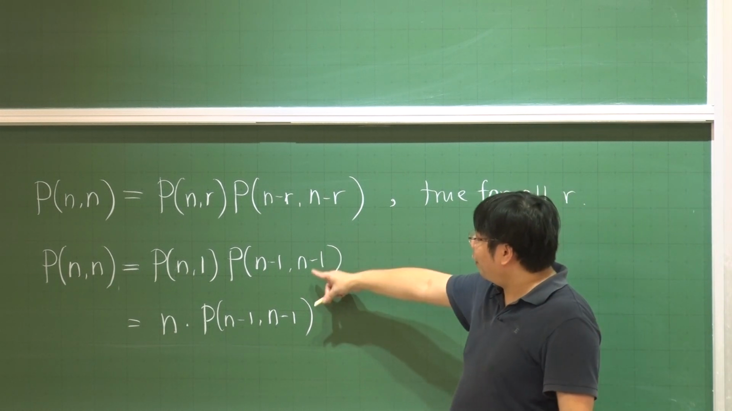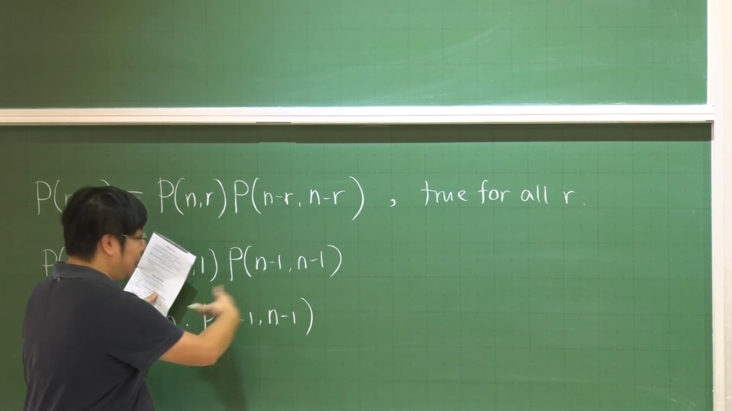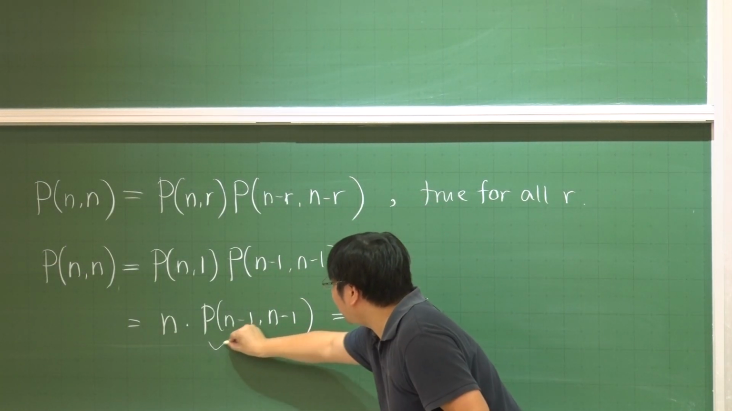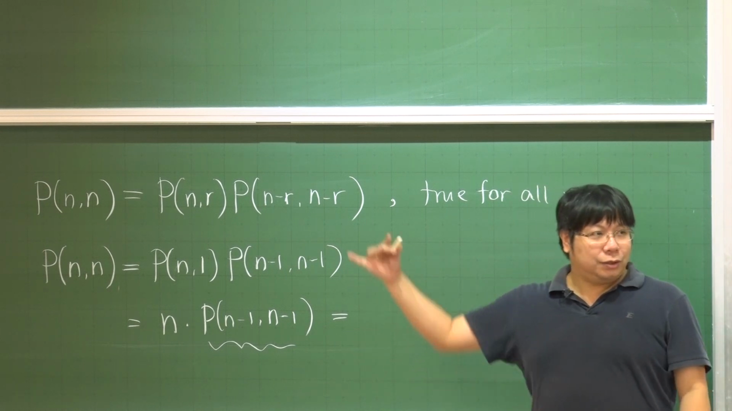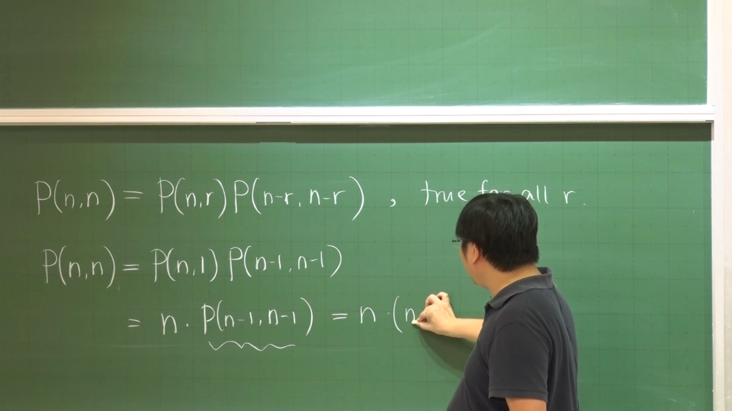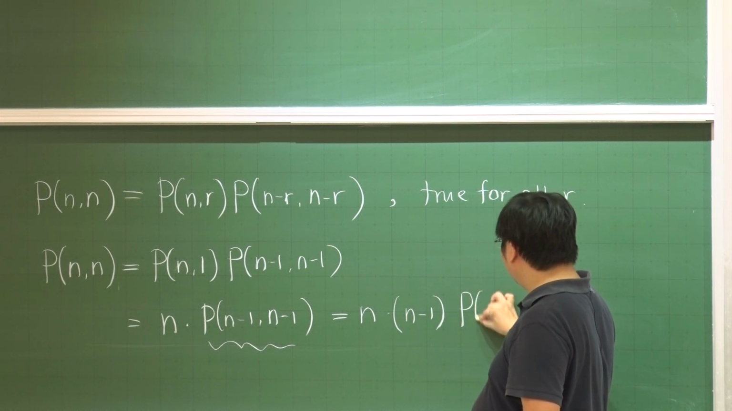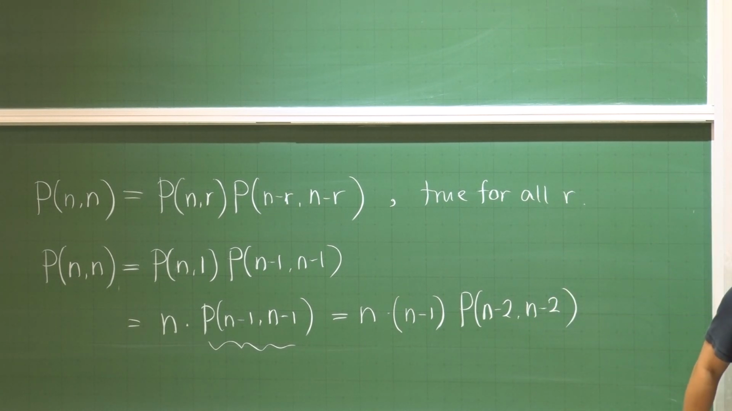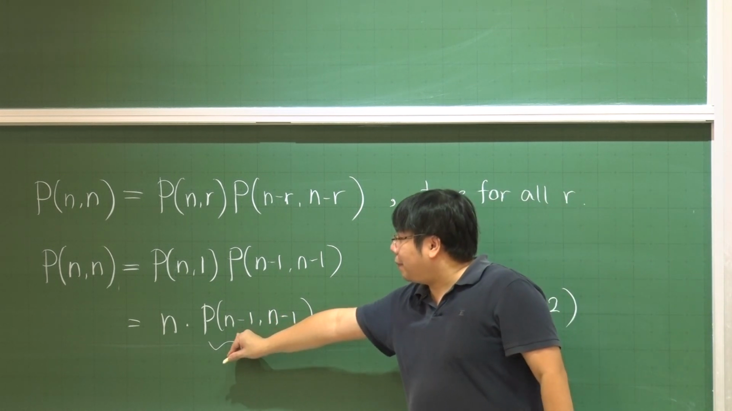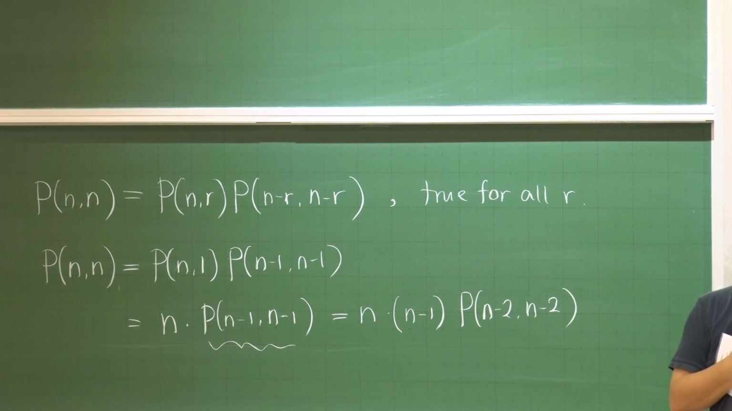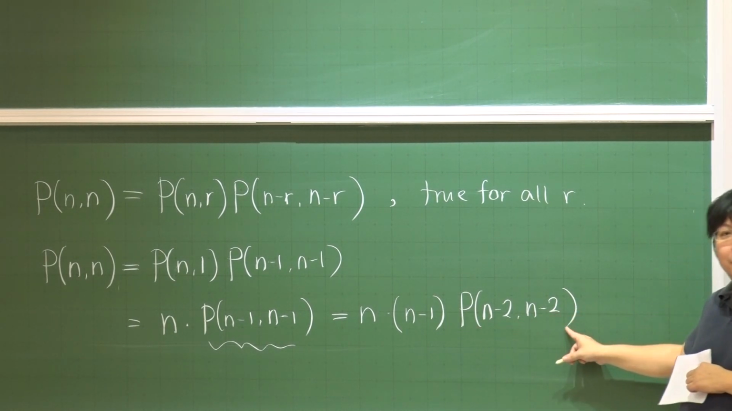And if you believe this format, this is like another P(n,n). Am I correct? So if you try to expand this one using the same formula, I keep the n, but then this one will give me n minus 1 times P(n-2,n-2). Is that okay? So I'm using the same formula on P(n-1,n-1), because P(n-1,n-1) is equal to P(n-1,1) times this term.